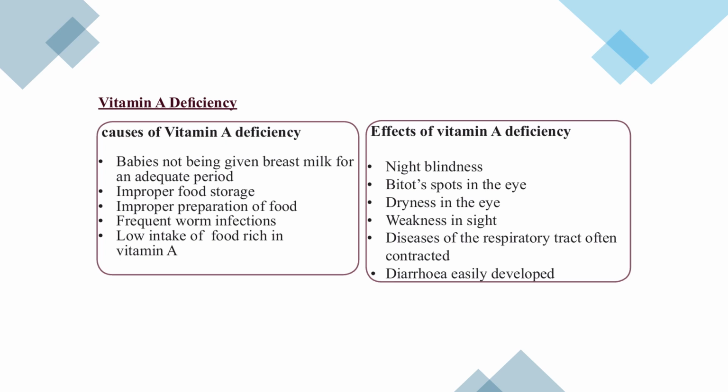Then if we look at the effects of vitamin A deficiency, one of the most common effects is night blindness, and then there are bitot's spots in the eye, dryness in the eye, weakness in sight, diseases of the respiratory tract often contracted, and diarrhea easily develops. So vitamin A is really important for your eyesight. If there is any vitamin A deficiency, that is going to cause you a lot of problems related to your eyes and your eyesight. And other than that, it also can cause diarrhea and diseases of the respiratory tract.